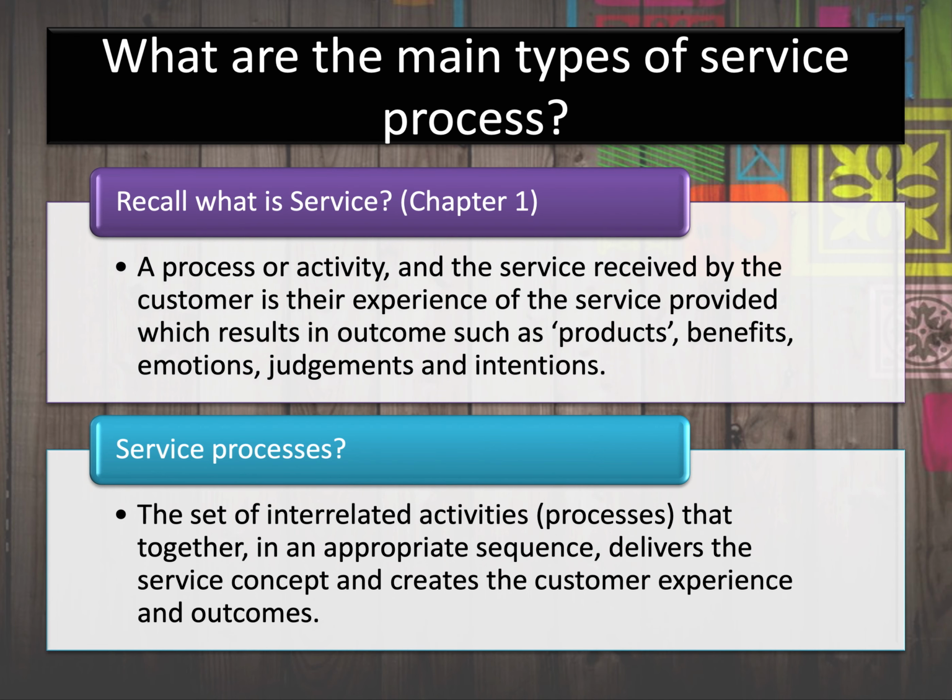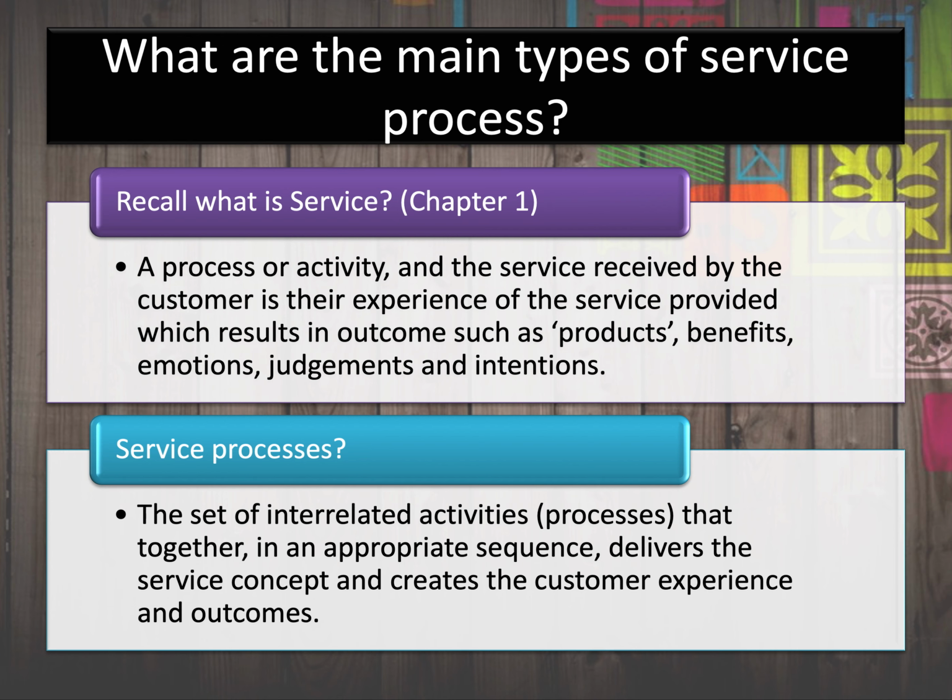Alright, so what is service? We have to recall back to our chapter 1. It is a process or activity, and the service received by the customer is their experience of the service provider, which results in outcomes. So we have 5 service outcomes known as products, benefits, emotions, judgment, and also intention. So you have to go back to your chapter 1.